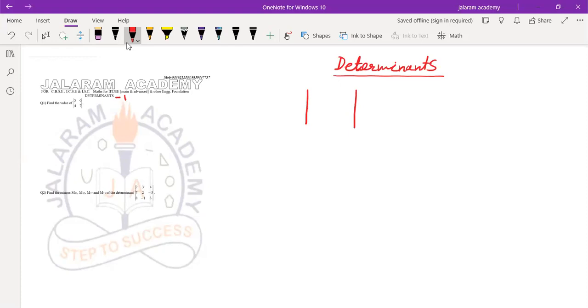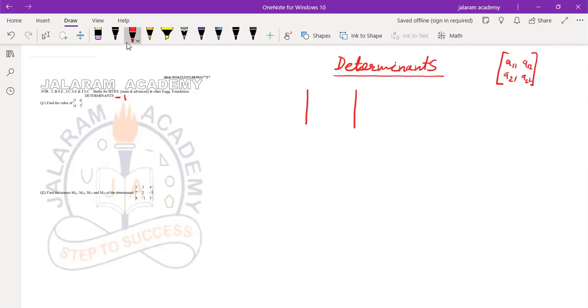They are denoted by these types of brackets. In matrices, we have studied that they are denoted by these brackets. A11 means element of first row, first column. A12 means element of first row, second column. A21 means element of second row, first column. And A22 means element of second row, second column.